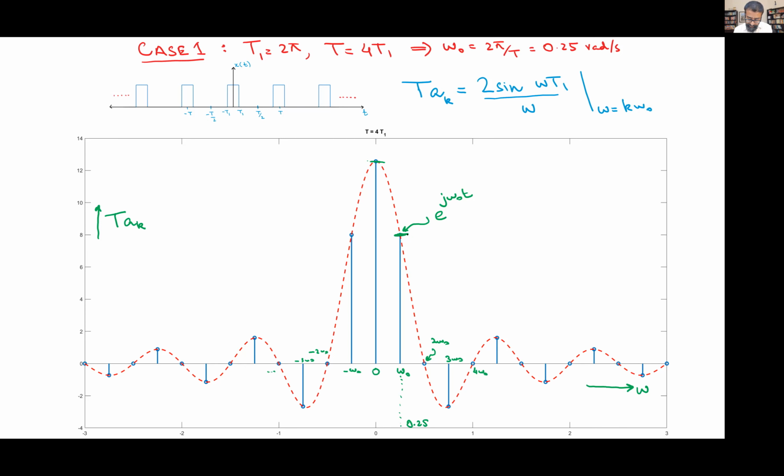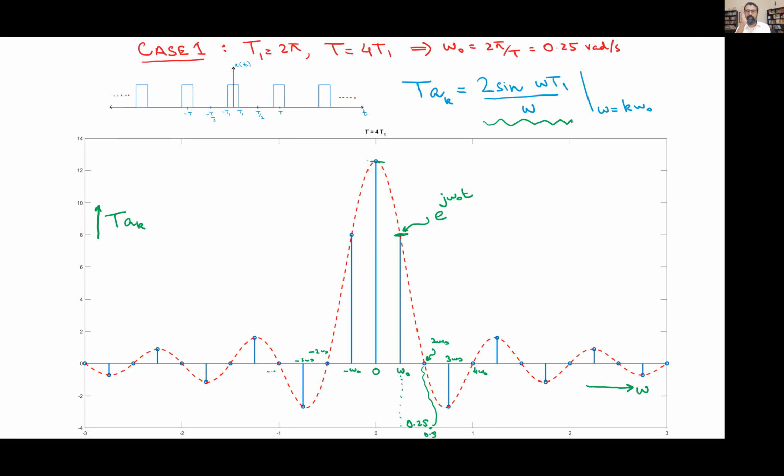Similarly, this is 2 omega naught. This here is 0.5 radians per second, and so on and so forth. What this visualization tells me is that as the frequency increases, what is the contribution of that frequency? And these coefficients are equally spaced samples of a function, which is actually this function.